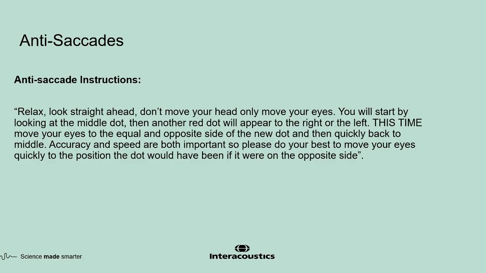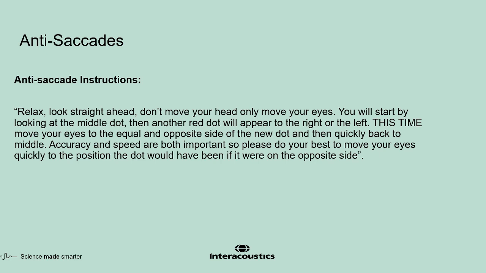So our anti-saccade instructions are basically: relax, look straight ahead, don't move your head, only move your eyes. You will start by looking at the middle dot, then another red dot will appear to the right or the left. This time, move your eyes to the equal and opposite side of the new dot, and then quickly back to the middle. Accuracy and speed are both important, so please do your best to move your eyes quickly to the position the dot would have been if it were on the opposite side.